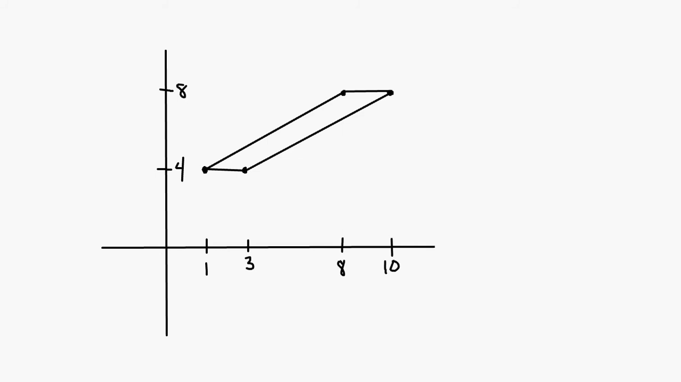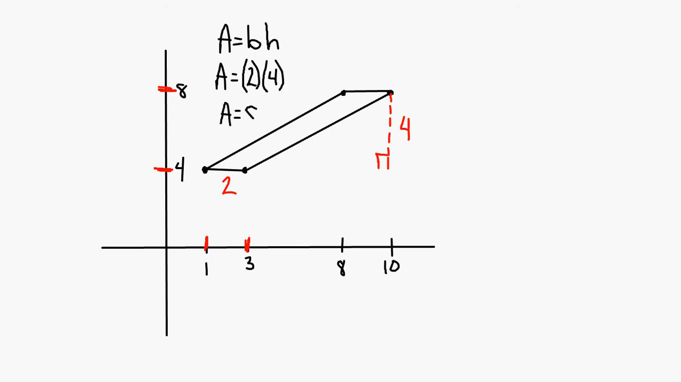So this segment right here, the base of this thing, goes from 1 to 3 on the x-axis, so this base is 2. The height, remember the base and the height need to be perpendicular to each other. So this dimension represents the height, and it goes from 4 to 8 on the y-axis. So that's 4 units. So the area of this parallelogram, area equals the base times the height again. So the area is going to be equal to 2 times 4. Area of the shape is equal to 8.